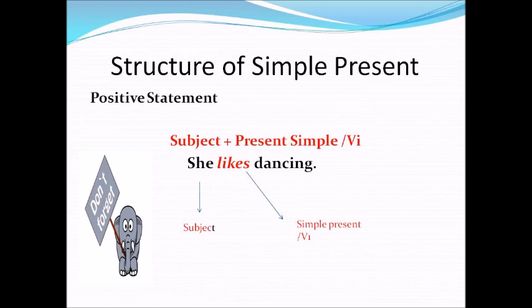We follow this structure: subject plus verb 1, or present, simple present. For example, she likes dancing. She is the subject plus our verb likes. We add s or es to our verb when the subject is singular.